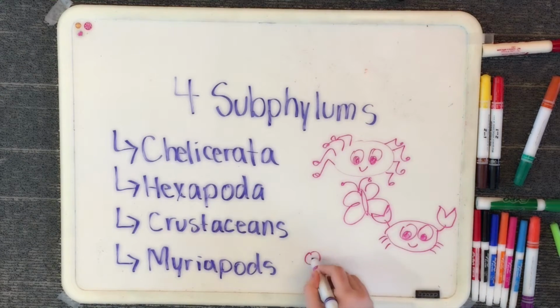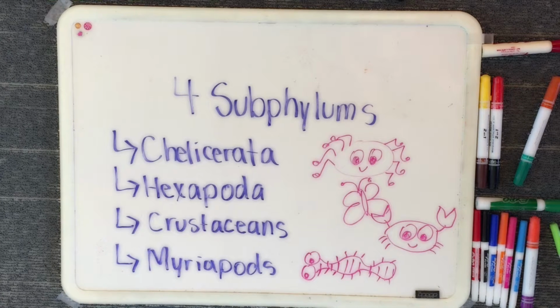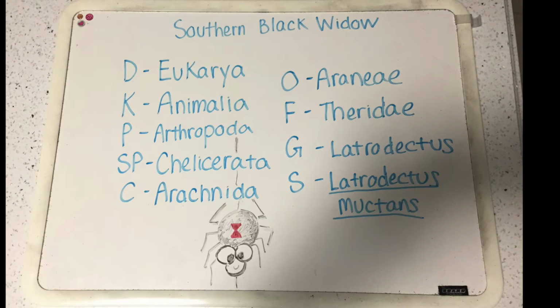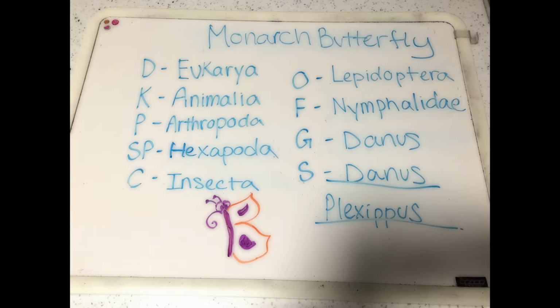Examples of crustaceans include crabs, lobsters, shrimp, and barnacles. And examples of myriapods include millipedes and centipedes. Here are 4 examples of taxonomic classifications of arthropods: southern black widow, house centipede, American lobster, and monarch butterfly.